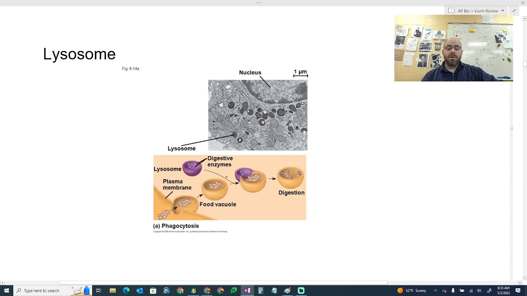It's going to take it apart. It's going to use those parts to make more of you, whatever that is. So lysosome, recycling of old cell parts, digestion of things that, like foreign particles that may come into the cell.